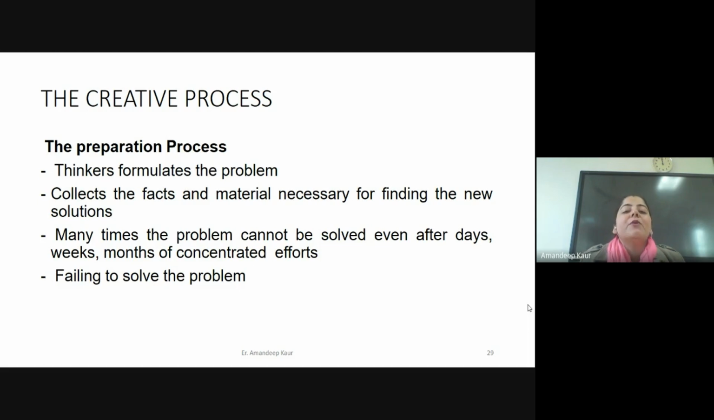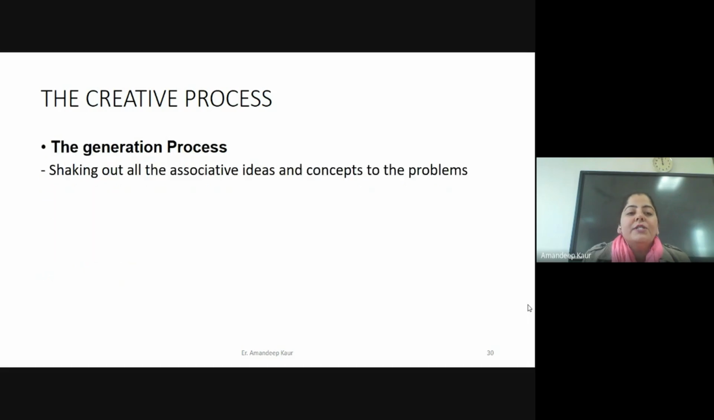Many times the problem cannot be solved even after days, weeks, or months of concentrated effort, and we are not able to solve the problem. So in a preparation phase, we are just collecting information. We are reframing, redefining that problem in our own sense.